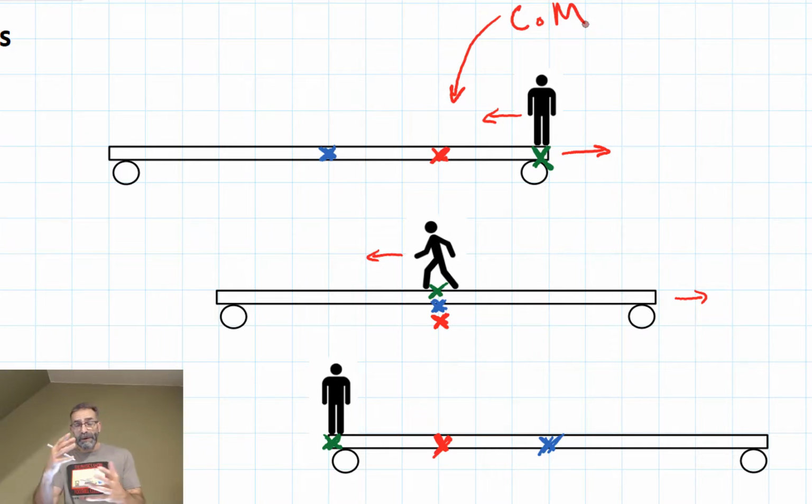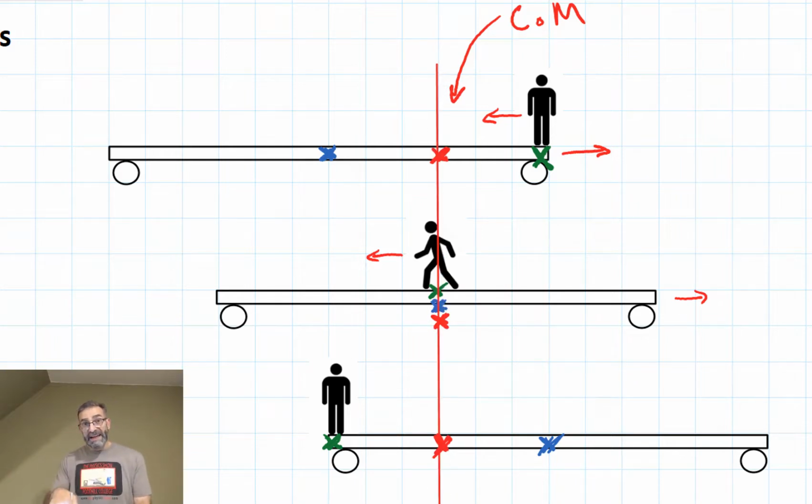Internal forces, the person pushing on the cart and the cart pushing on the person, cannot change the motion of the system. An external force has to reach in to cause a change to the motion of the system, to cause the center of mass to change its motion.